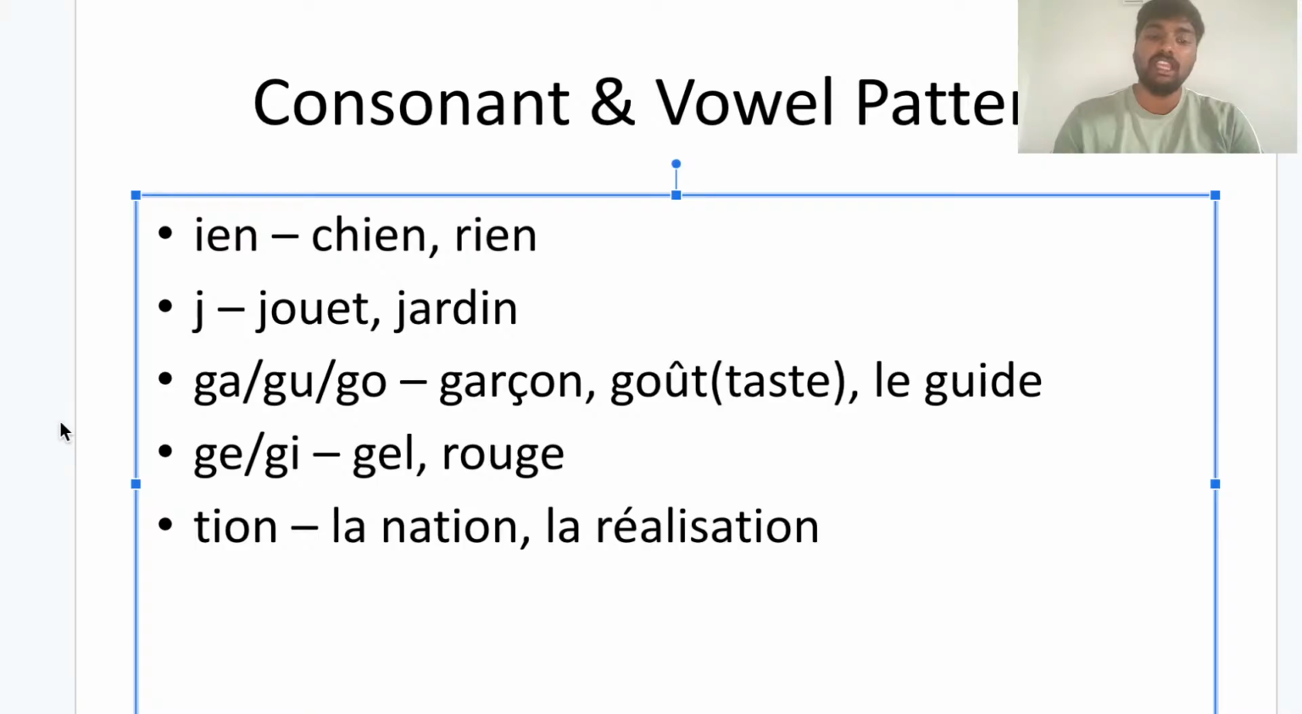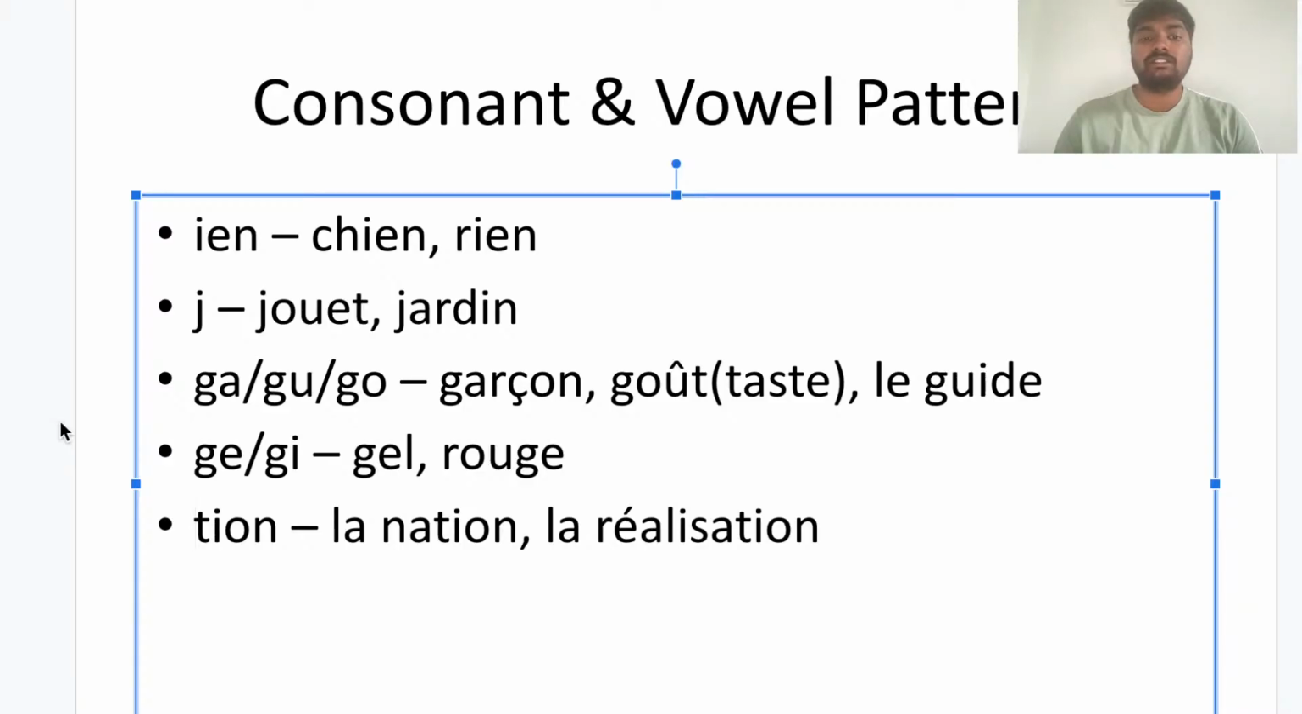Okay, and how is J-E spelled? J-E-L is called gel. Again, R-O-U-G-E, as you see here, is called rouge, which means red, red color. Next, how is T-I-O-N spelled?